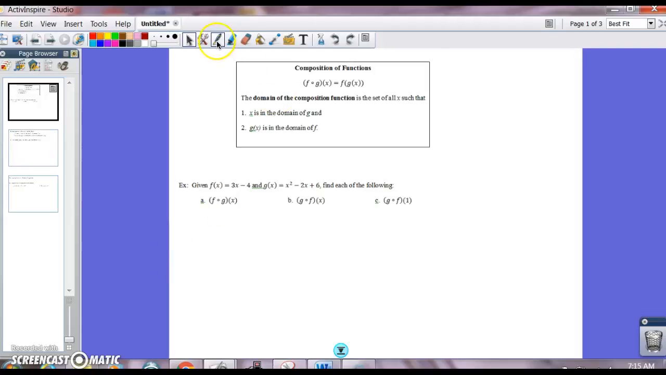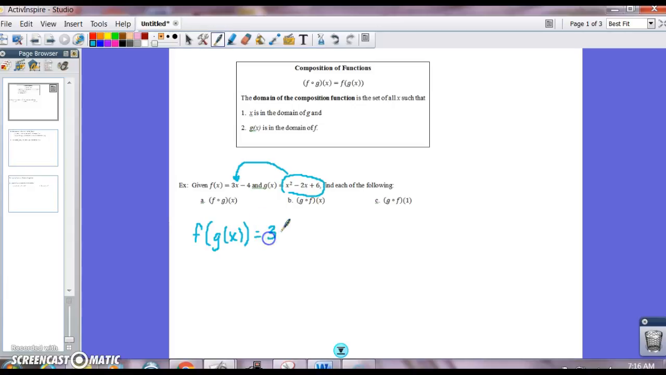Hey everyone, today we're going to continue on with our discussion of composition of functions. So just a quick recap of what we wrapped up class with yesterday. Remember that when we are doing composition of functions, f circle g of x means f of g of x, which means wherever in the function f of x there is an x, I'm replacing it with the function g of x. So that entire function is getting substituted in for x.